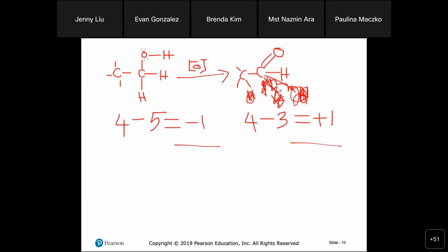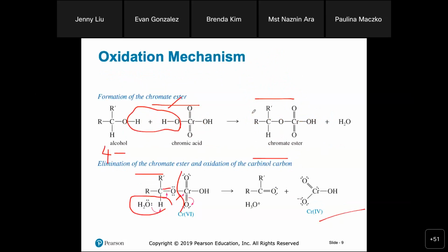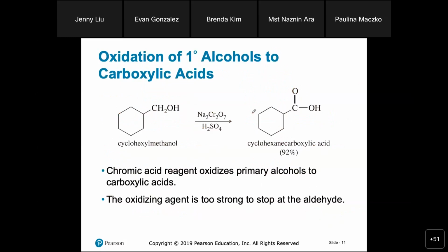I think it's correct. If I see something, I will let you know. So let's move on to the next mechanism: oxidation of primary alcohols to carboxylic acid.